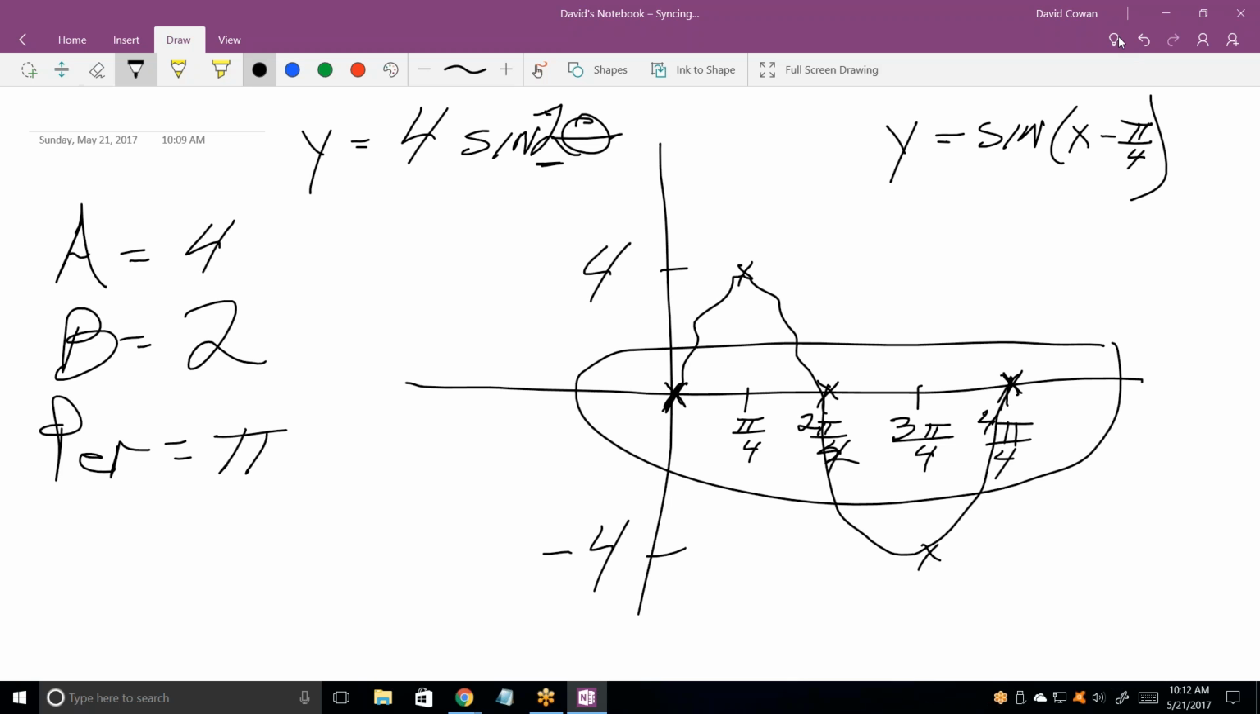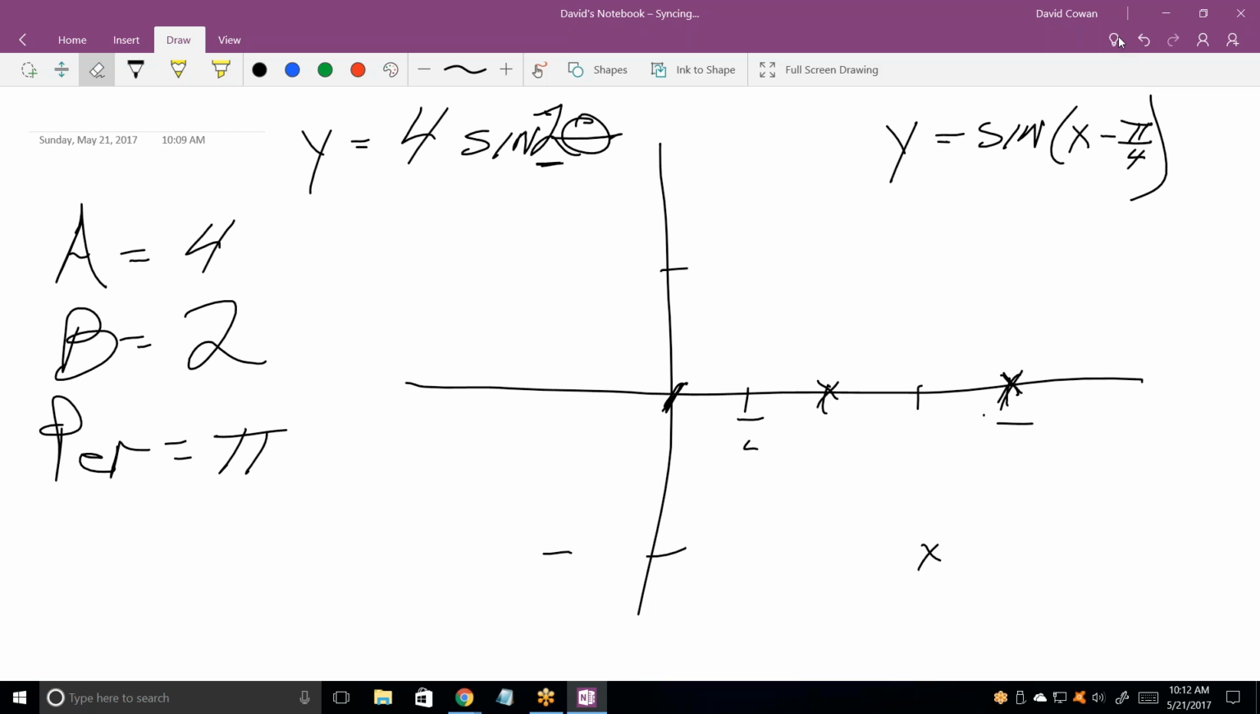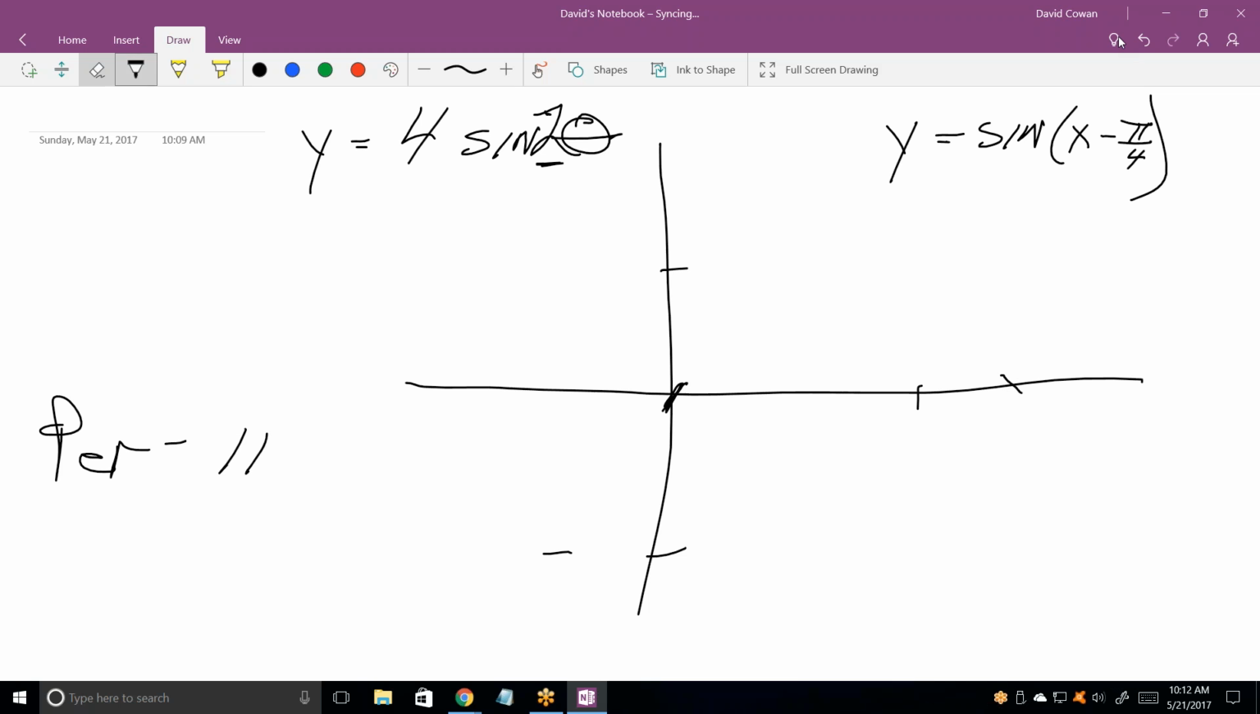Okay? In other words, the only thing I'm going to do here is a phase shift. All right. In this case, the period is 2 pi, right? Right. Where's my starting spot? Your starting spot?